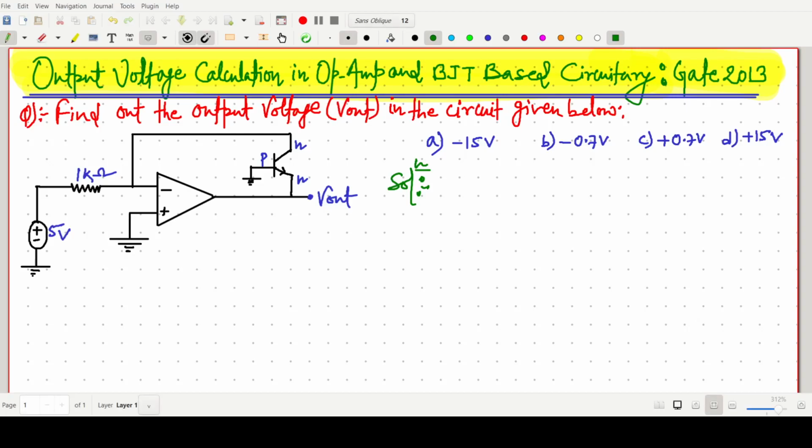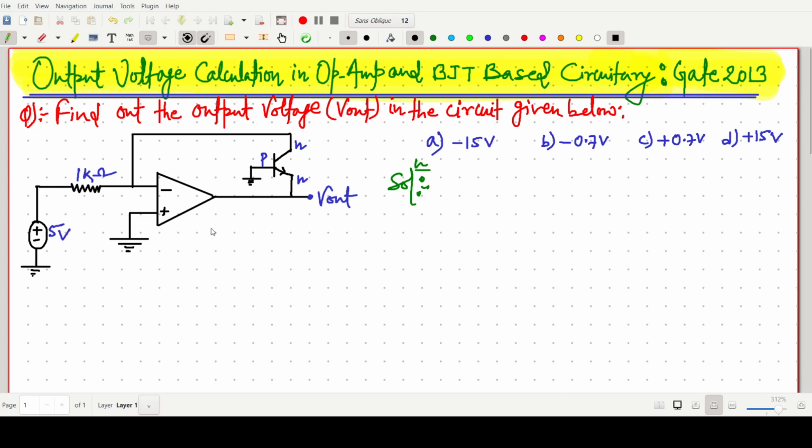Welcome everyone. In this video lecture, we will solve a GATE 2013 question which is basically based on an op-amp circuitry in which one NPN transistor is also given and one resistance is given, 1 kilo ohm, and supply 5 volt. So we have to find the V output. This was a very simple question and the corresponding options are minus 15 volt, minus 0.7 volt, plus 0.7 volt and 15 volt. So in this simple question, first we have to start with some basic concept.